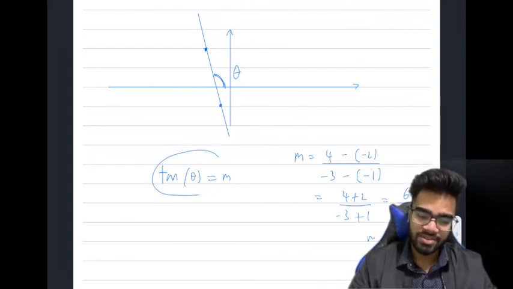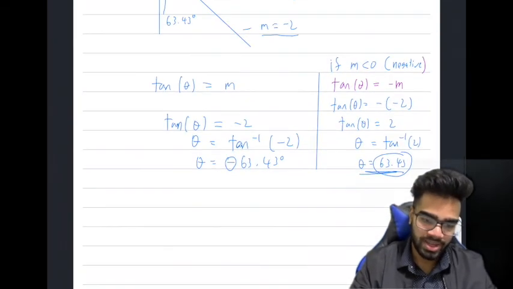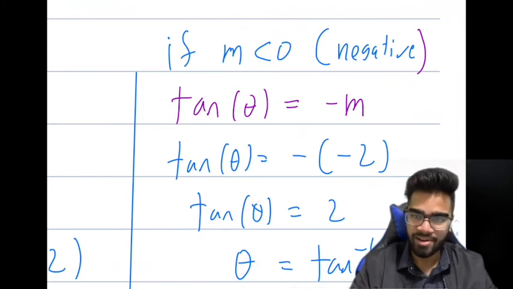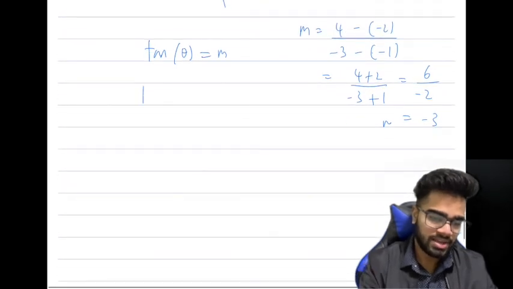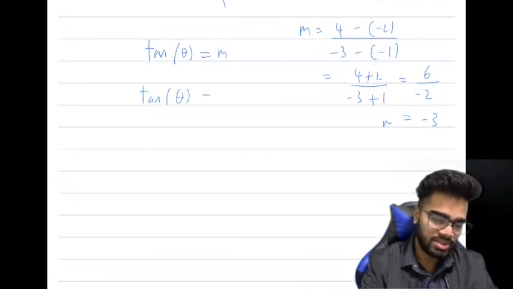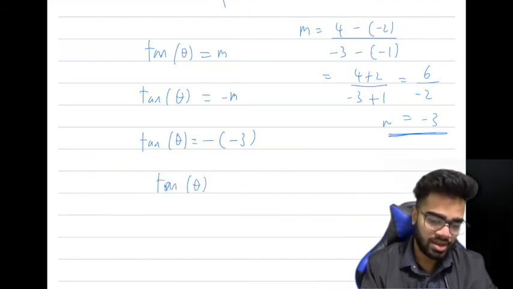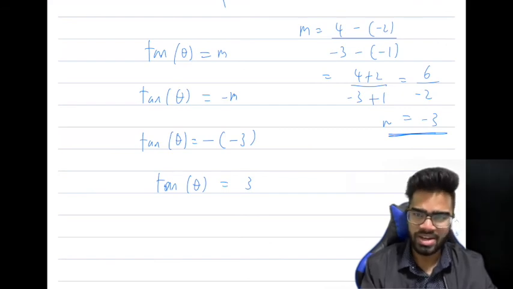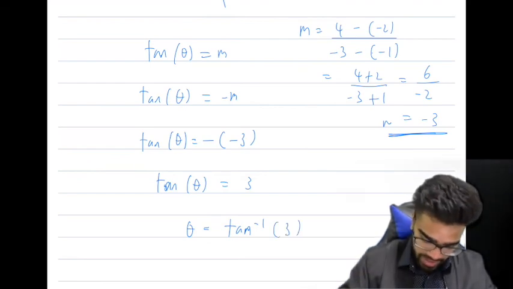So if the gradient is negative, guys, we cannot use this equation. So what equation can we use? Well, we use the one I set up here. Tan theta is equal to negative m, because m is less than 0, right? So then we can say tan theta is equal to negative of negative 3, because negative 3 was our gradient. So tan theta is equal to positive 3, negative times negative is positive. And then you can say theta is equal to tan inverse of 3. Right, so type that into your calculators and see what you get.